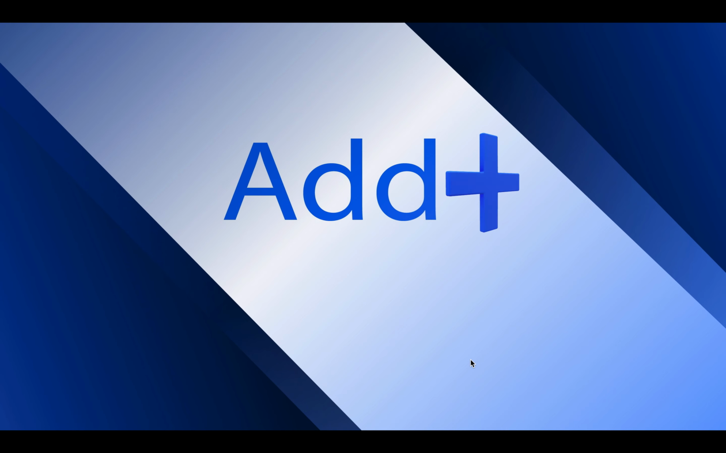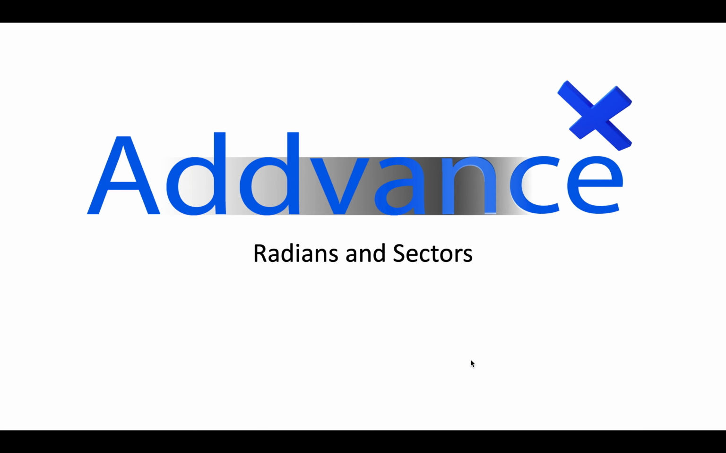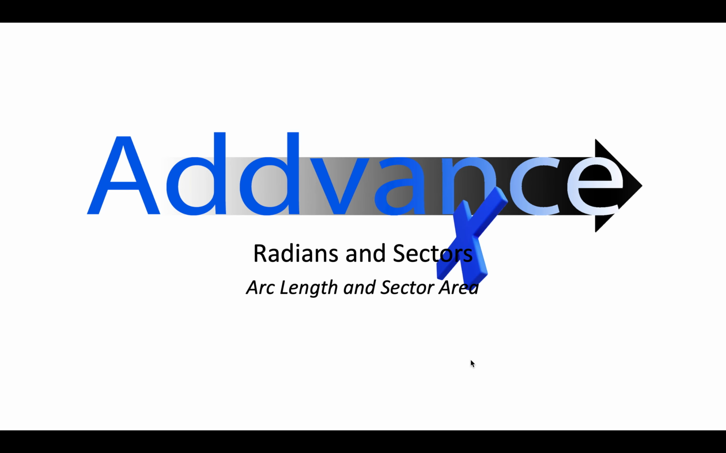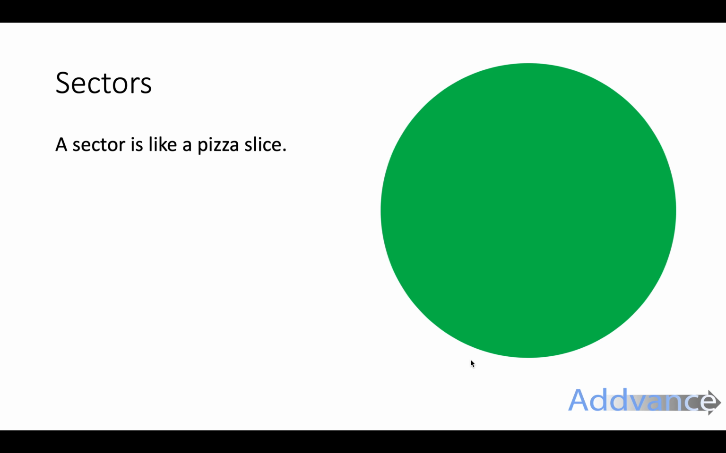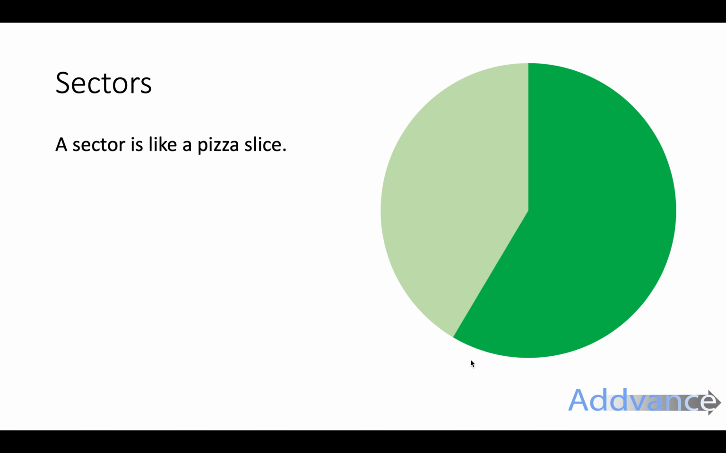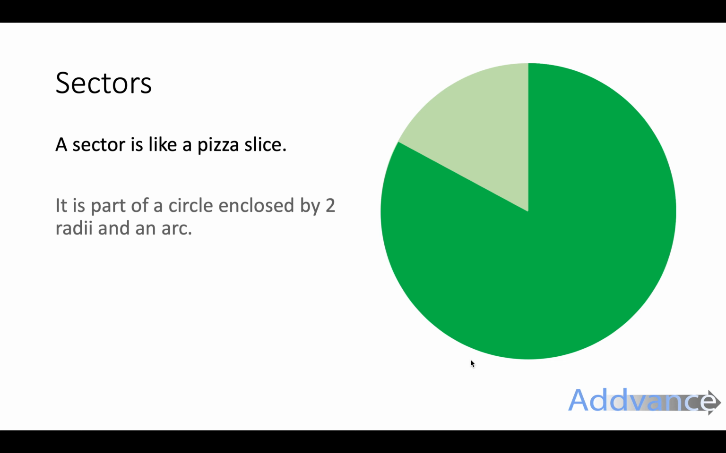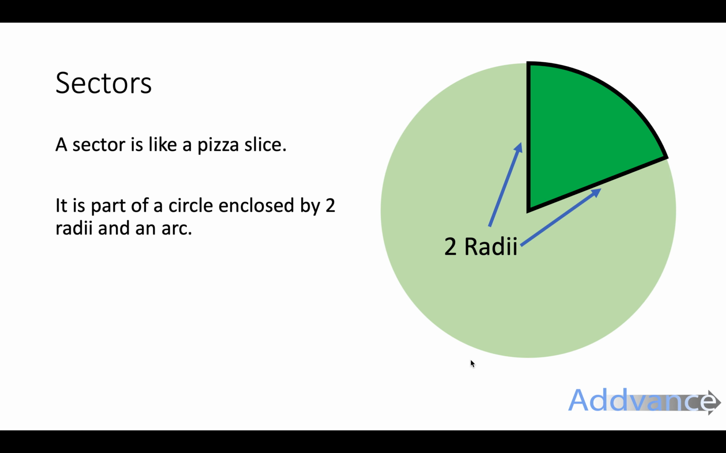Today we're looking at radians and sectors. We're going to be learning how to work out the arc length and sector area using radians. So what is a sector? A sector is like a pizza slice, a bit like this, or this, or this. Technically, it's a part of a circle enclosed by two radii and an arc, like this. Okay?